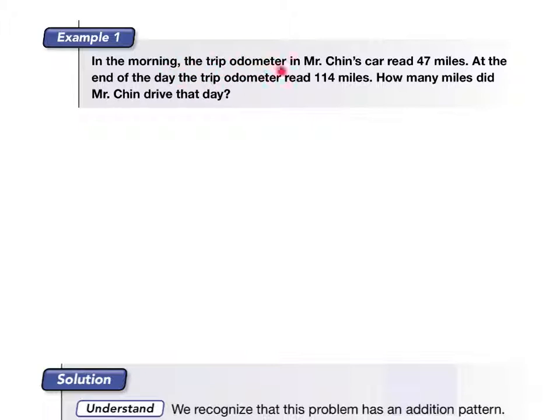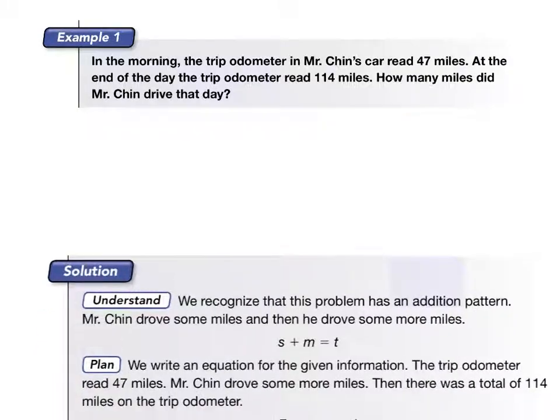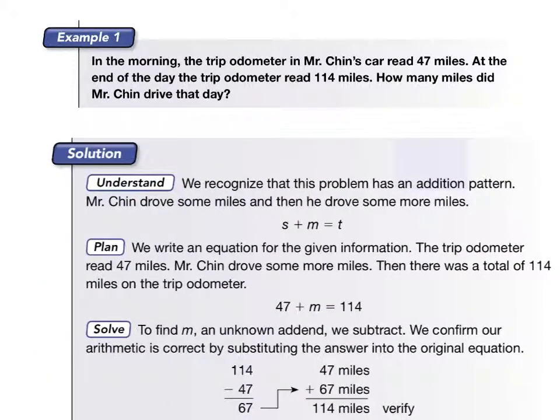In the morning, the trip odometer in Mr. Chin's car read 47 miles. At the end of the day, it read 114 miles. How many miles did he drive that day? So you should be able to recognize that this problem has an addition pattern. Mr. Chin drove some miles and then he drove some more. So sum plus more equals the total.